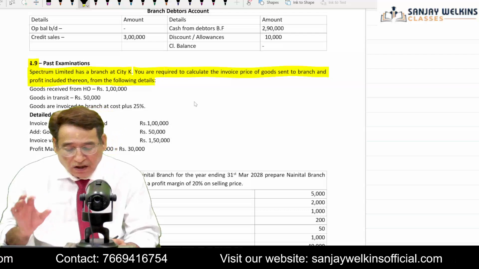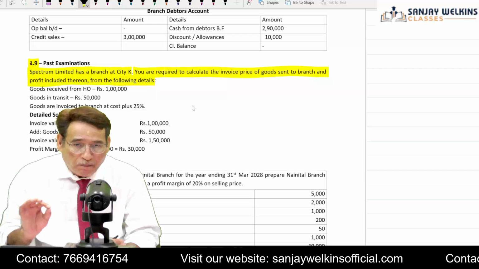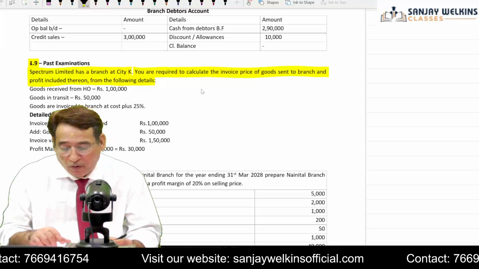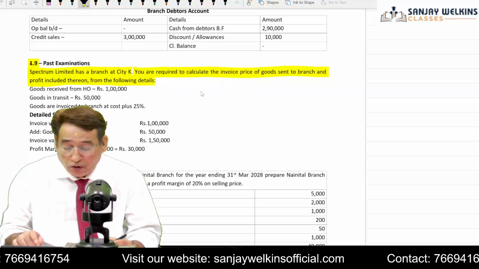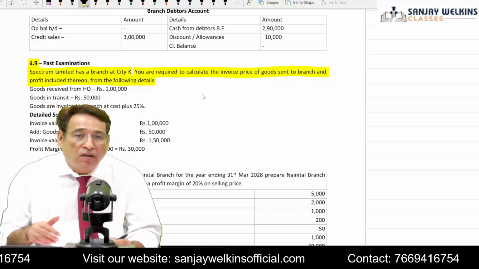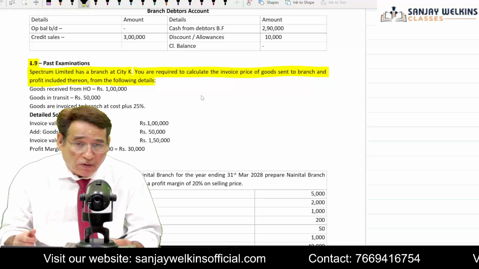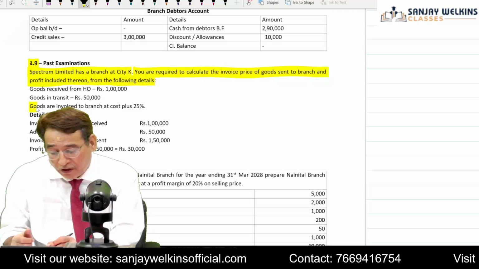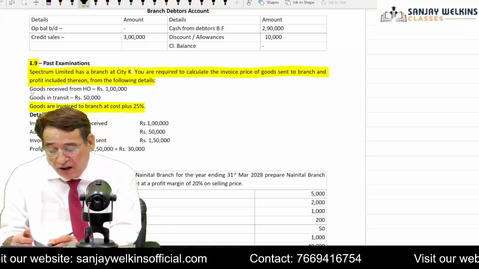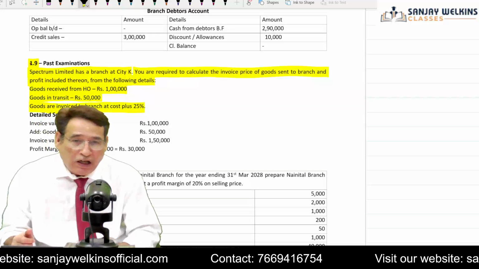The question is asking you a very simple question. The question is asking you to compute the amount of goods which head office has sent, and the question is telling that also compute the amount of profit included therein. Indirectly it means the question is asking you the amount of what we call loading which is included in the goods sent to branch account, and below it is written that goods are invoiced to the branch at cost plus 25%. Here it is written goods received from head office 1 lakh and goods in transit is equal to 50,000.